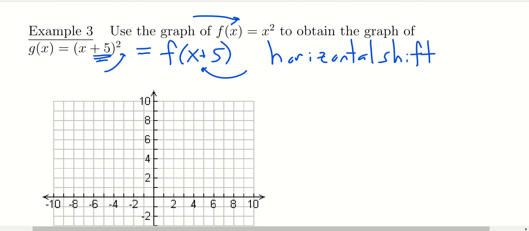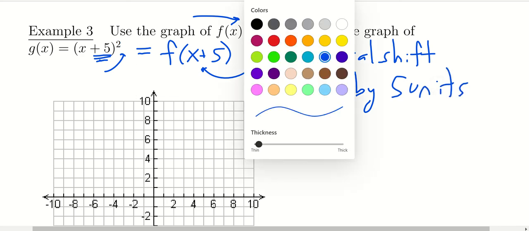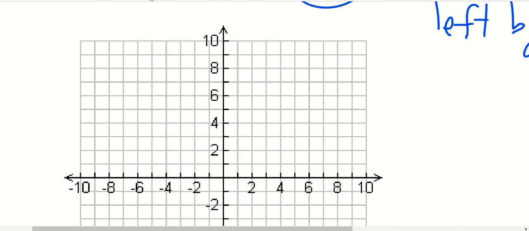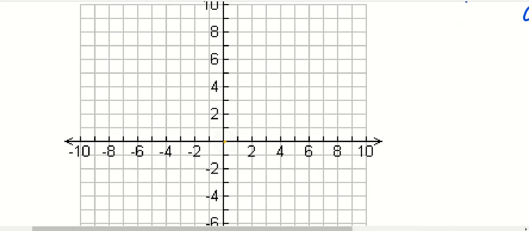Adding on the inside actually shifts it to the left. So it's going to be a horizontal shift left by 5 units. Once we've identified that, we now begin by graphing the parent function. So let's again graph the function x squared, kind of highlighting some of those key points.